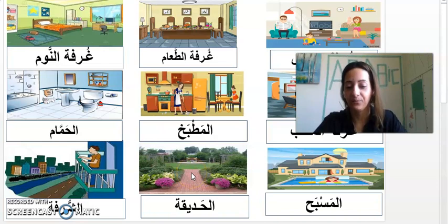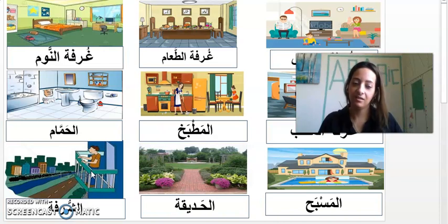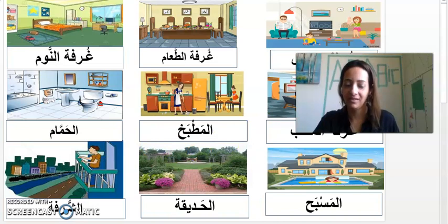الحديقة, garden. الشرفة. الشرفة is classic Arabic. We say الشرفة. In the most popular word we say البلكونة. But of course what we learn here as students in a school, they learn الشرفة.